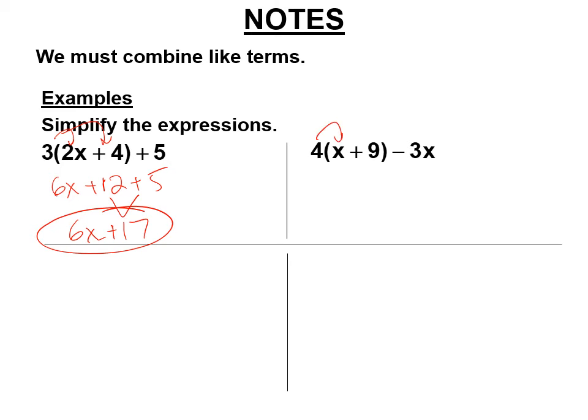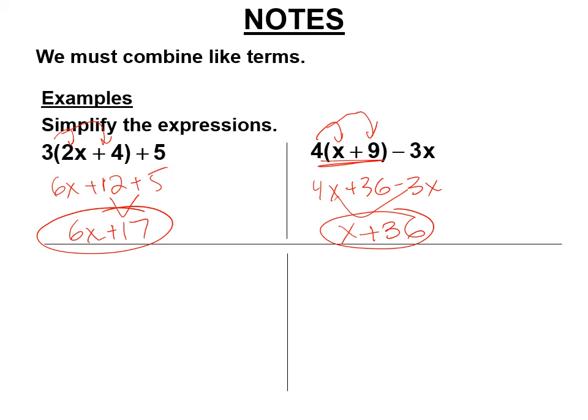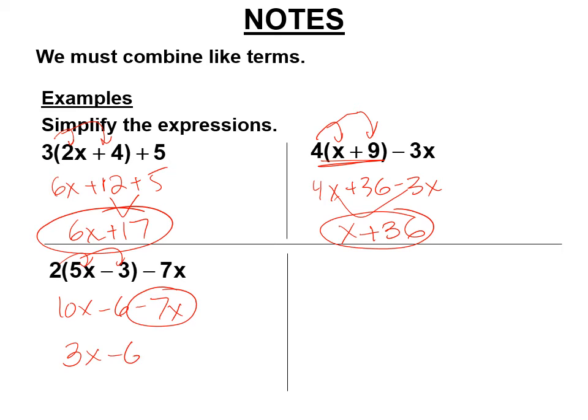All right, so distributive property, 4x plus 36 minus 3x. There are like terms. 4x minus 3x is 1x. We're going to write it as x plus 36. So you get like terms after you do the distributive property in your homework. If they're not like, you leave it. If they are alike, you have to combine them. Same thing here. We get 10x minus 6 minus 7x. We're going to subtract that 7x from the 10x, and we get 3x minus 6.